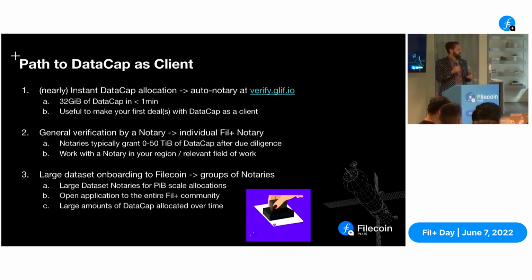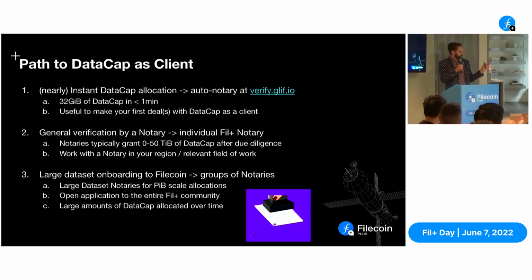The next level down is that general verification by the notaries. Filecoin Foundation has a notary. Picnic has a notary. There's a group of notaries on the call in the other room. Those people work usually in the 0 to 50 TiB range, and they have their own set of questions that they ask to perform diligence. It's based on region, type of data, who you're applying to. They have kind of their own rubric.